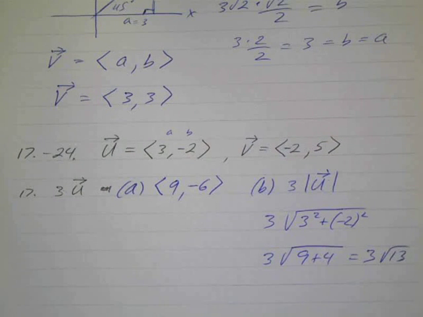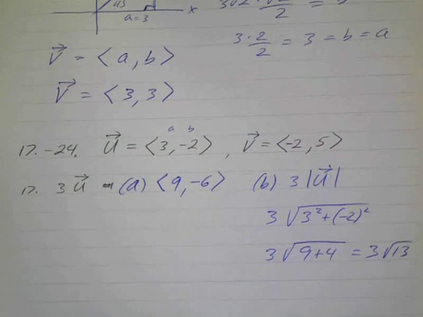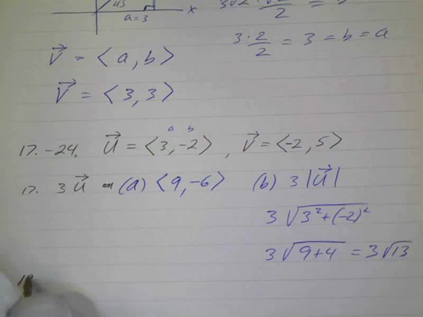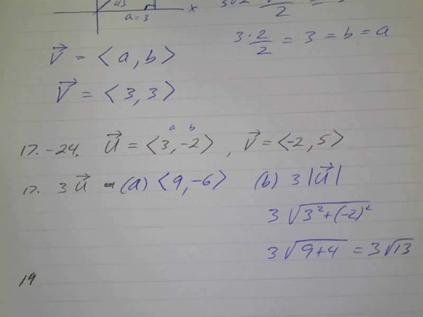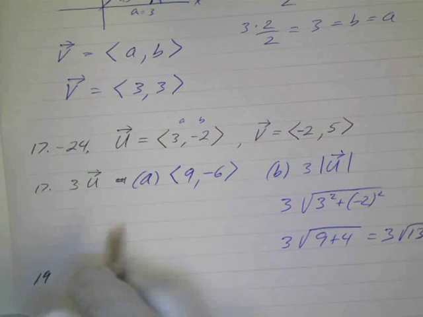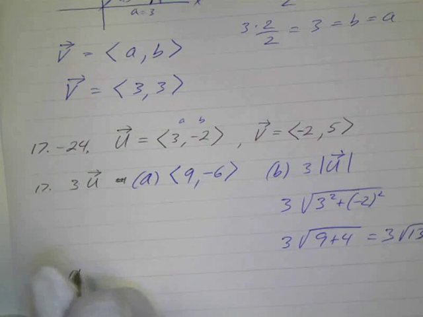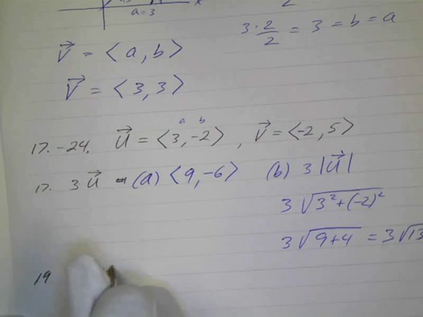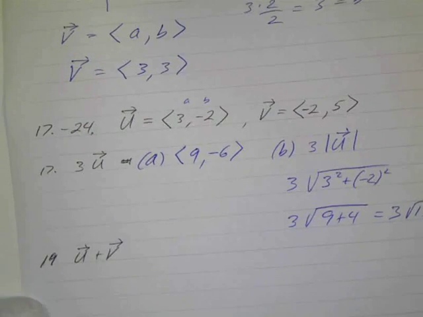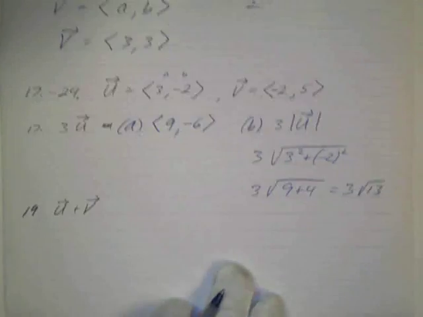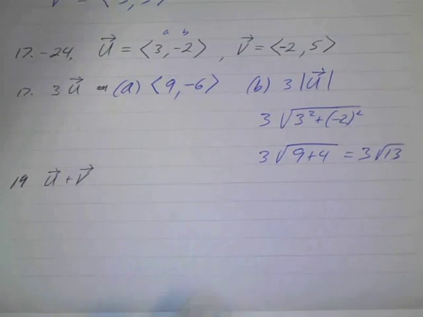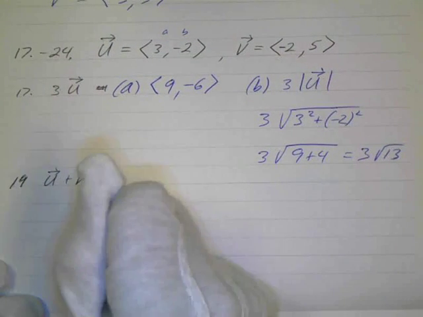So that's our scalar multiplication. And then number 19, we want to find u plus v. So letter A, we'll just add those up.